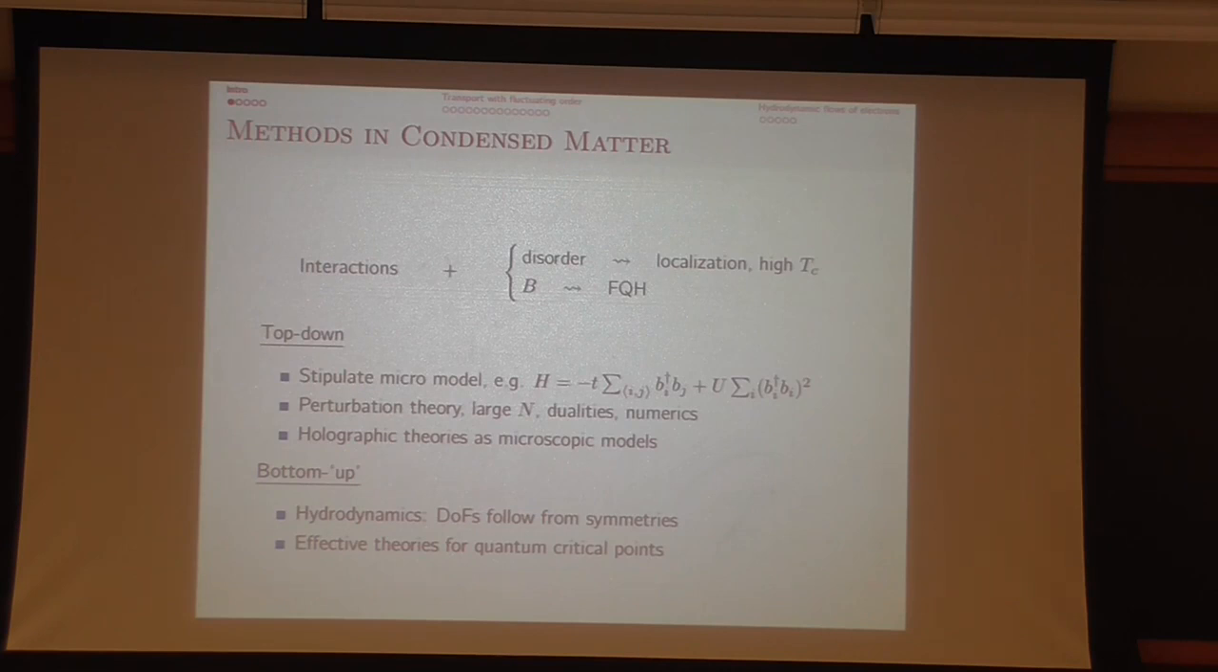The traditional approach to these problems is what we would call a top-down approach in high energy physics, which is to stipulate a microscopic model, so guess the degrees of freedom. Here I wrote some version of the Hubbard model, which is pretty popular in high temperature superconductors. So there's a boson with some self-interactions. And then, what can one do with such a model? Well, you can do perturbation theory in the interaction.